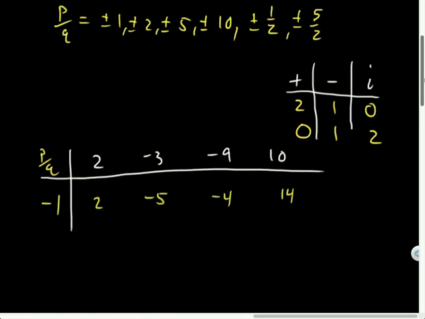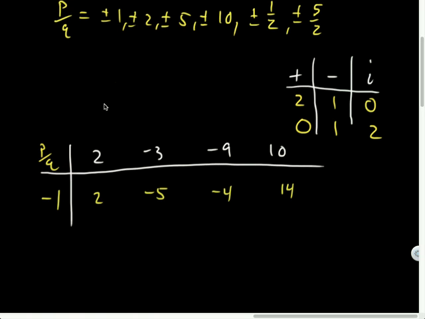So, what should I try next? -2. -2, it's the next one on our list. Why not? Bring down the 2. -4, -3 is -7. That's +14, and that is +5. And oh, ding, ding, ding, ding. So x equals -2. X equals -2 is one of them.